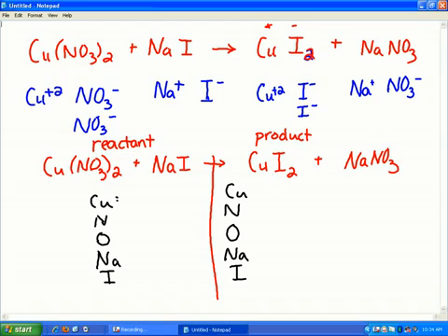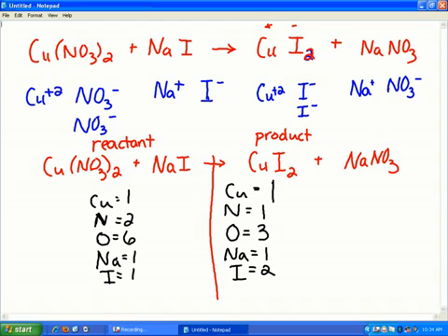Count how many I have on each side. I have 1 copper on the reactant side. I have 2 nitrogens. I have 6 oxygens. This is all on the reactant side. I have 1 sodium, and I have 1 iodine. Look at just the product side. I have 1 copper. I have 1 nitrogen. I have 3 oxygens, 1 sodium, and 2 iodines. So you can see my lists are not the same.